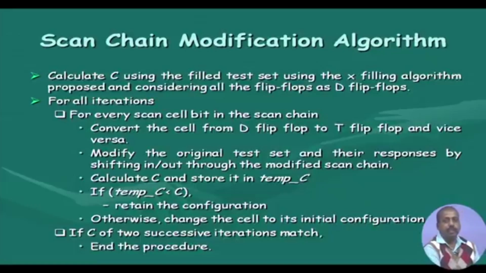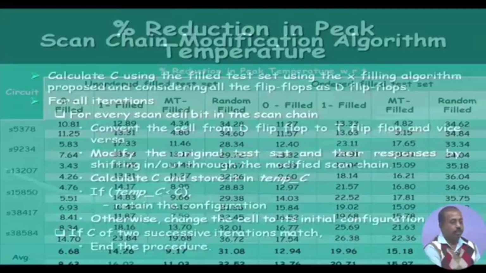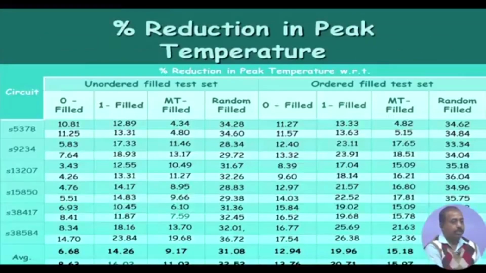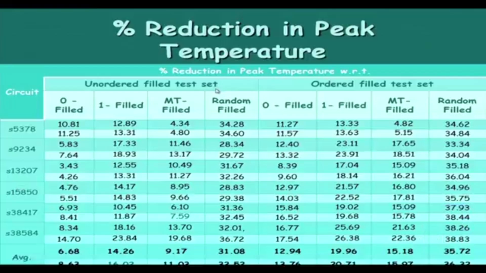Again, this is a very greedy algorithm, but it often gives good results. This is the percentage reduction in peak temperature. These are the various circuits we have, the ISCAS 89 circuits. With respect to the 0-filled test pattern set, we have got 10.81% reduction in the peak temperature.